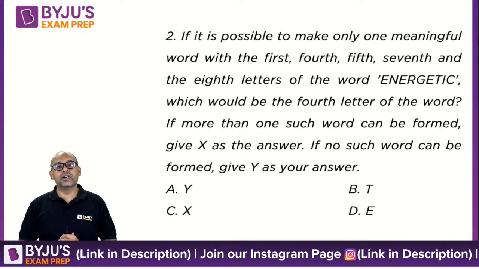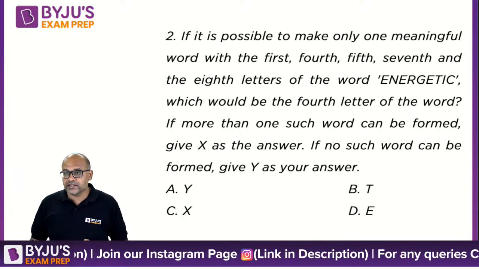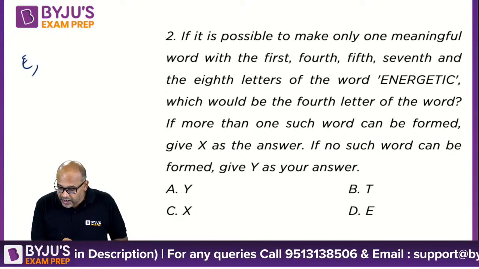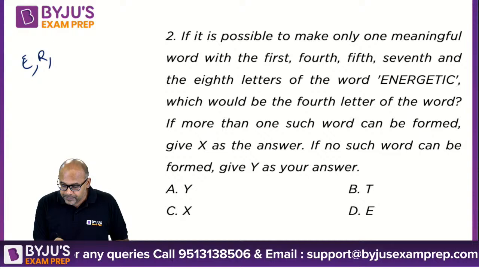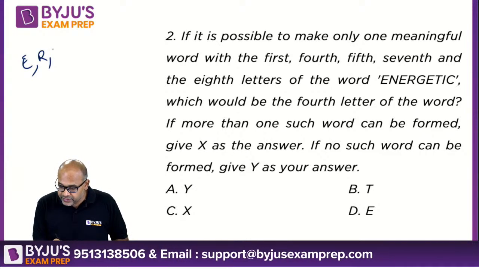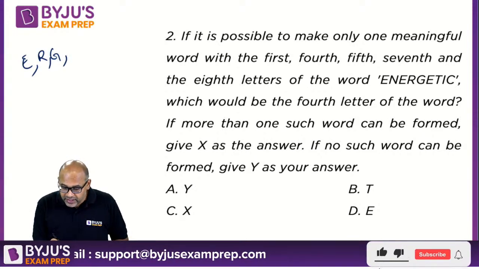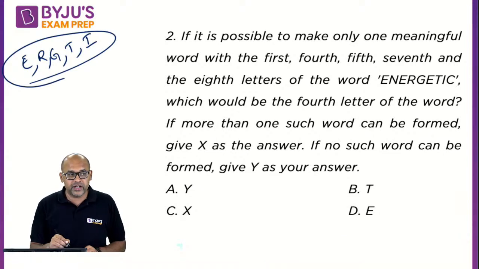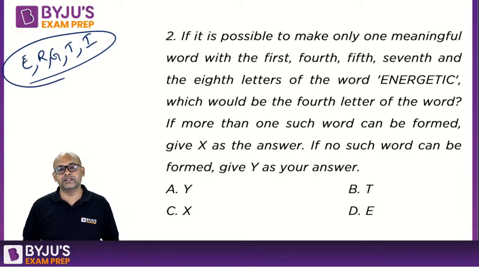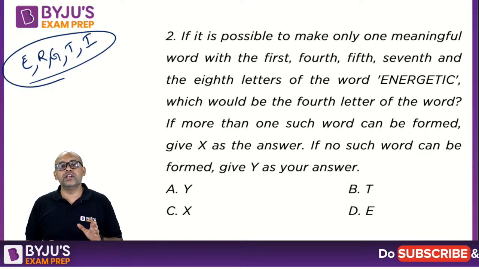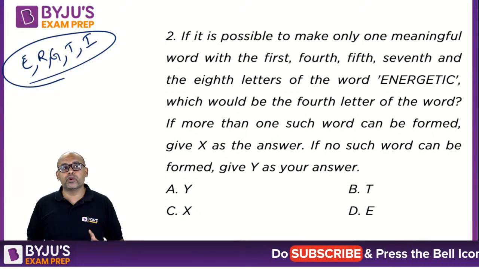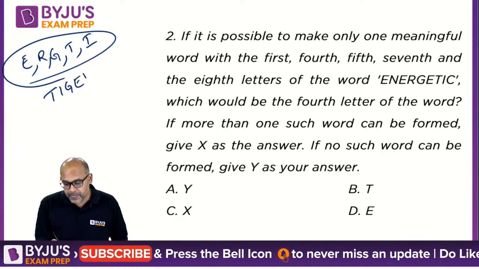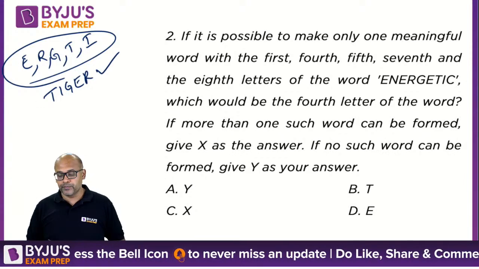Alright, so time is up. So what are the letters that we are looking at? First letter is E, then the fourth letter is R, then the fifth letter is G, the seventh letter is T, and the eighth letter is I. So we are to form a word using these 5 letters. Now E, R, G, T, I, there is only one possibility, and that possibility is tiger. This is the only word that you can form.